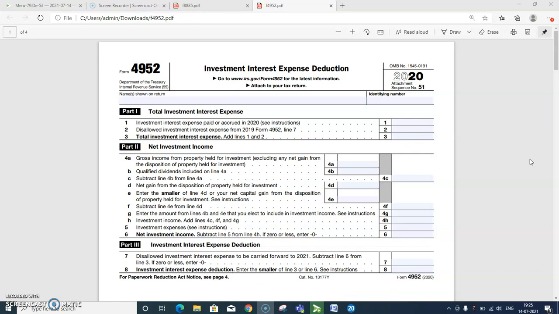The final figure from Part 3 is transferred to line 9 of Schedule A. So guys, you can see the final amount. This should flow to Schedule A. I will show you in our software. And guys, please remember that Form 4952 is available on the IRS website. The IRS limits the investment interest expense deduction to the investor's net income from an investment.